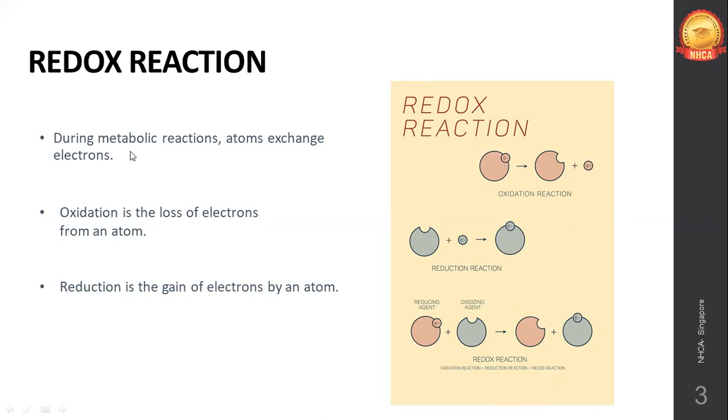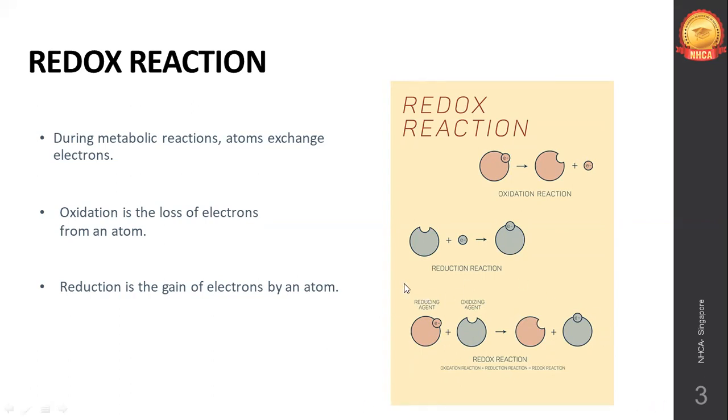So during all the metabolic reactions, what happens? When your carbohydrates are getting metabolized, when your proteins and fats are getting metabolized, these atoms are exchanging electrons. This is what metabolism means. Atoms are exchanging electrons. Oxidation is the loss of electrons from the atom. Reduction is the gain of electrons by the atom.